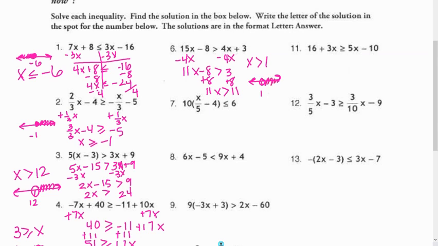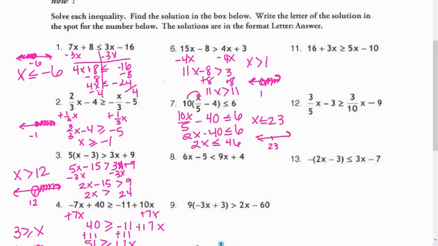I am going to distribute first, so I get 10x over 5 minus 40 less than or equal to 6. 10x over 5 is the same as saying 2x minus 40. When I add 40 to both sides, I get 2x less than or equal to 46, and divide by 2, x less than or equal to 23. Solid circle and everything to the left.